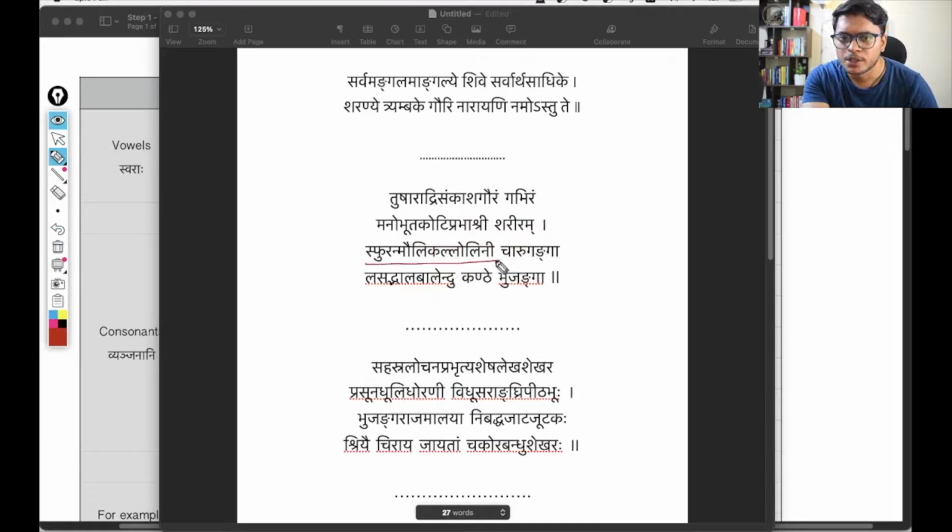Spuran mole kallolini charu ganga. Okay, this again is a verse from the Rudrashtakam shloka. So this line, you don't pronounce as Spuran Mauli, you pronounce it as Sphuran Mauli, with sphu, pha. So just be aware of this fact. Sphuran Mauli kallolini charu ganga.